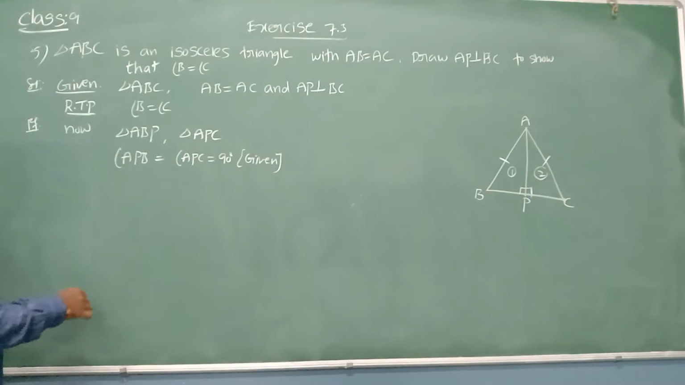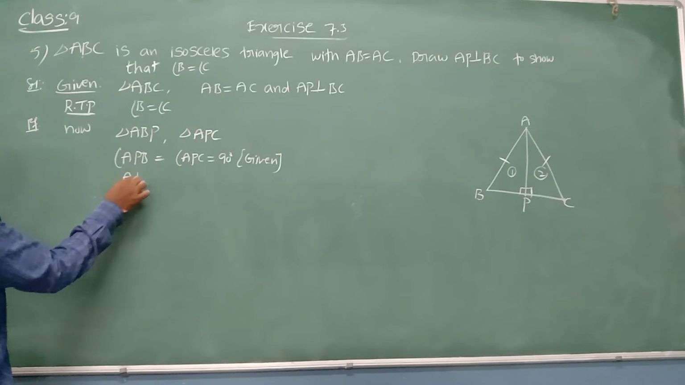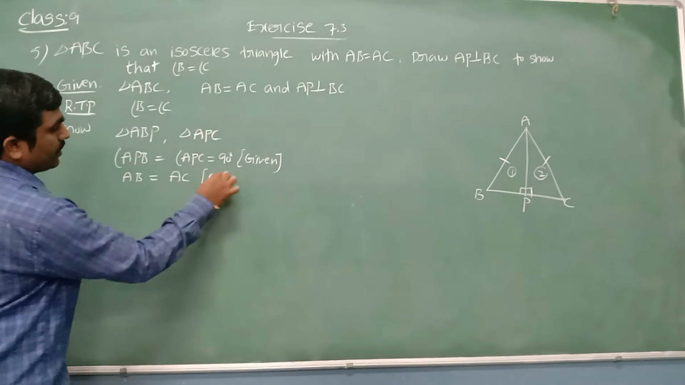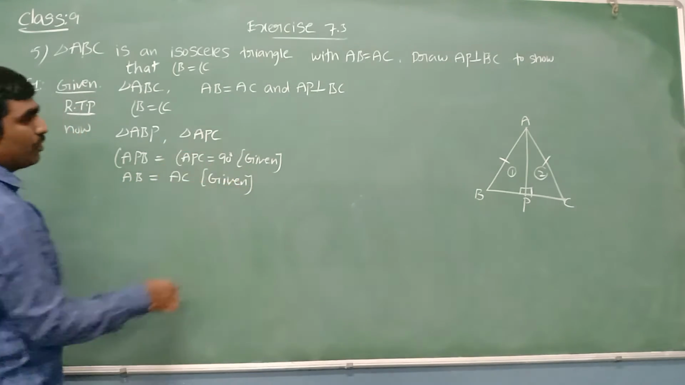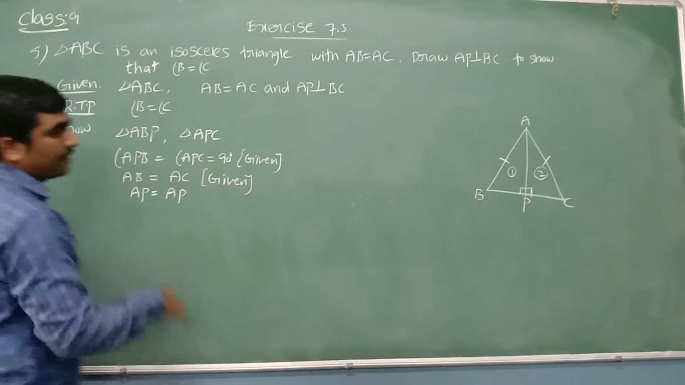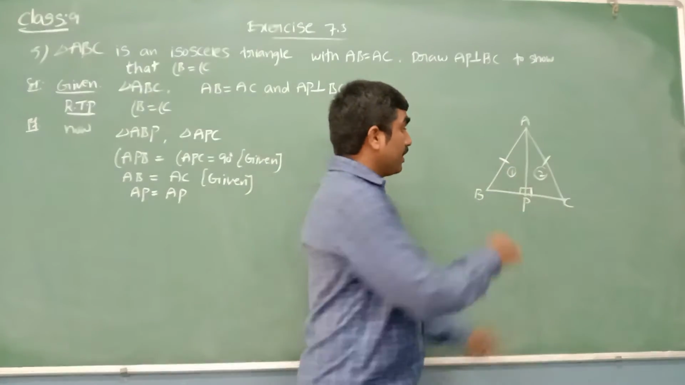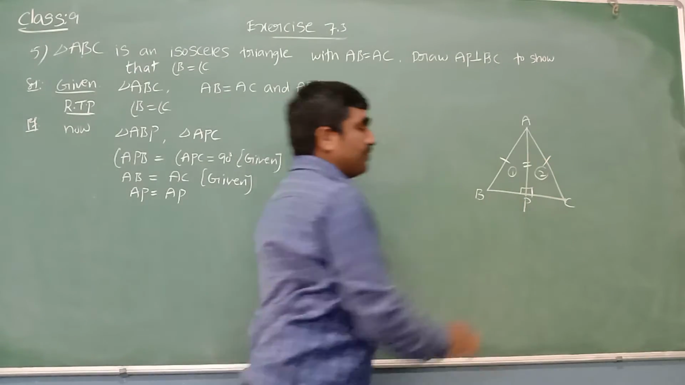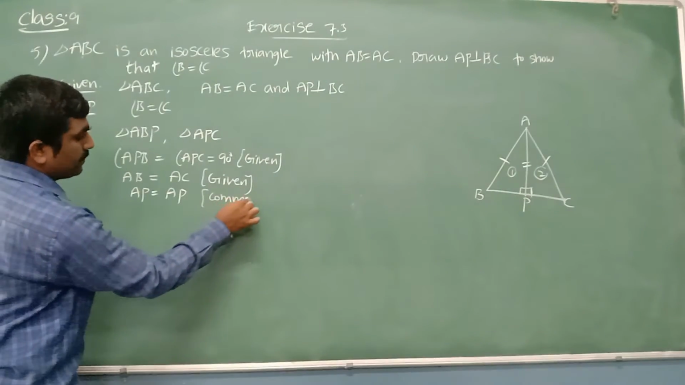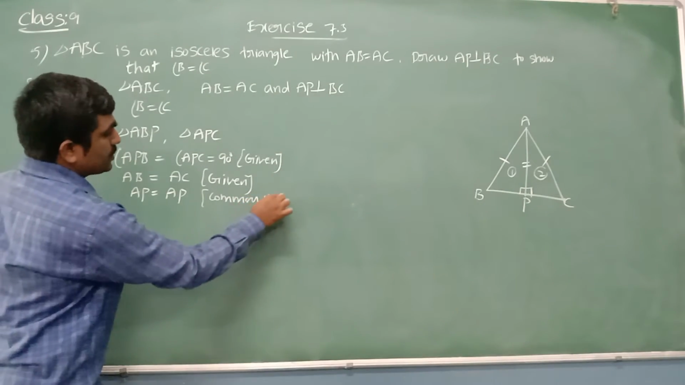Next I can say AB equal to AC. Why AB equal to AC? It is an isosceles triangle. Yes, they gave AB equal to AC. More, I can say AP equal to AP. By what reason can we say AP equal to AP? AP is the common side of both the triangles. Yes, we can write it is the common side.